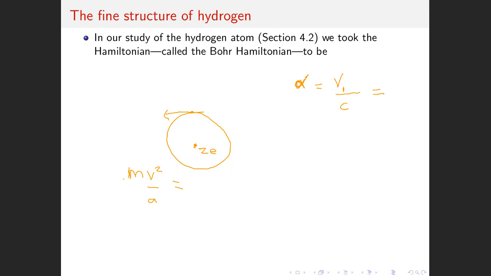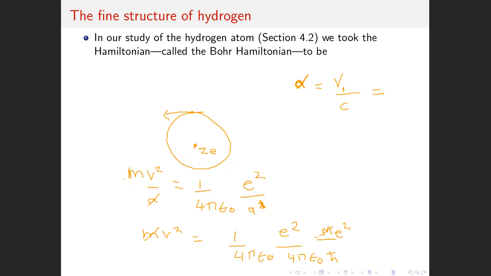This has to give you the force, and you know that the force is just Coulombic, so you get 1 over 4 pi epsilon 0 e squared over a squared, so that cancels with that. So you're left with m v squared given by 1 over 4 pi epsilon 0 e squared over a. And a, you know, is given by 4 pi epsilon 0 h bar squared over m e squared, right? So that m will cancel with that m.